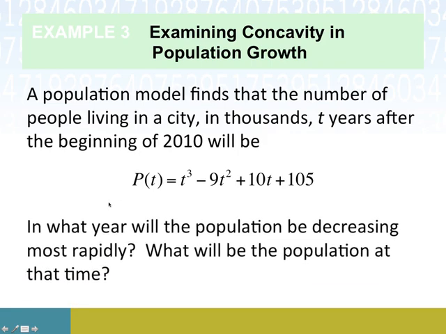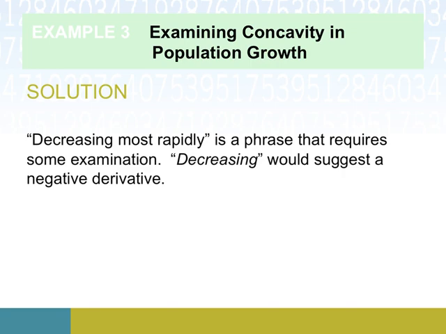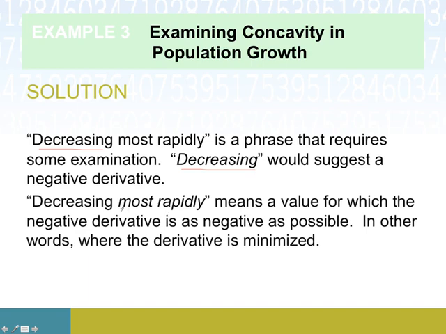Our task, though, is to figure out in what year the population will be decreasing most rapidly. And then what will the population be at that time? So this sort of says it all, but decreasing most rapidly is something we need to think about a little bit carefully. The decreasing part seems to imply that we're thinking about a derivative being negative, and that's not wrong. Decreasing most rapidly seems to imply that, sure, we want a negative derivative, but we want the most negative derivative that we can find. In other words, this is the derivative itself being as small as possible.